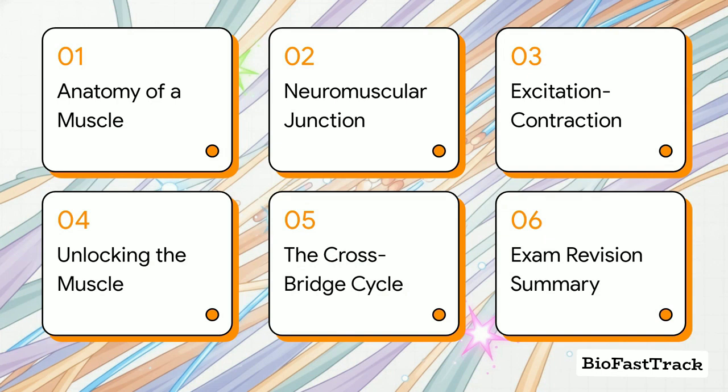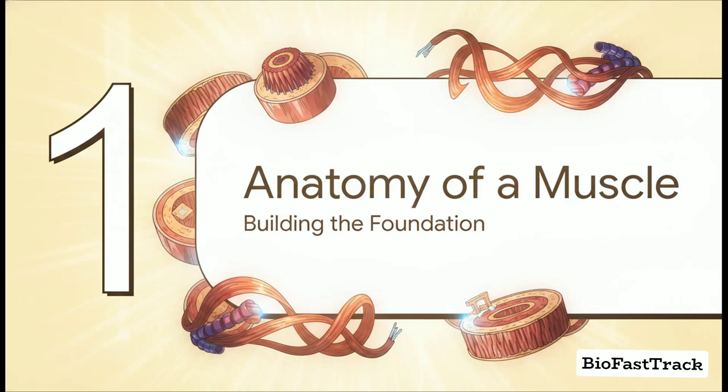Here's the roadmap for our explainer today. We'll quickly cover the anatomy of a muscle, the neuromuscular junction, excitation-contraction coupling, unlocking the muscle, the cross-bridge cycle, and wrap it all up with a rapid-fire exam revision summary. All right, Section 1, the anatomy of a muscle, building the foundation.